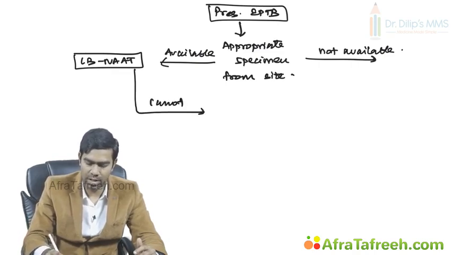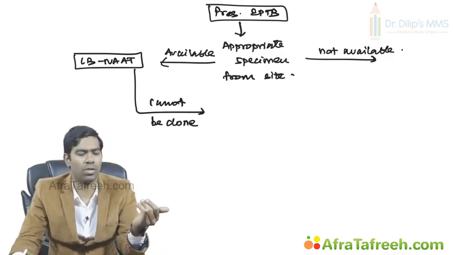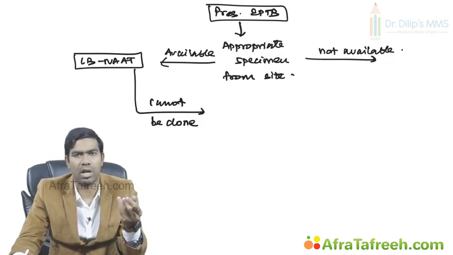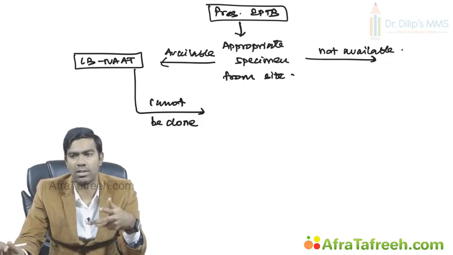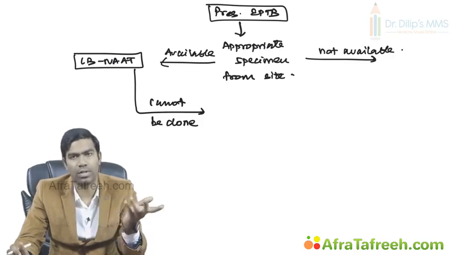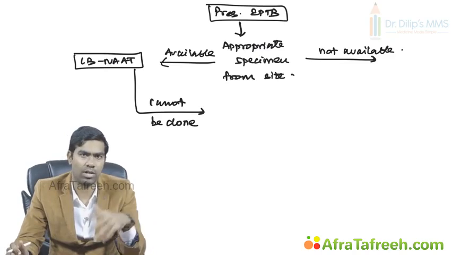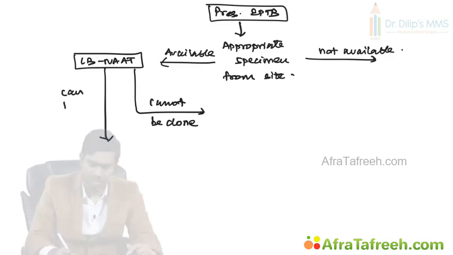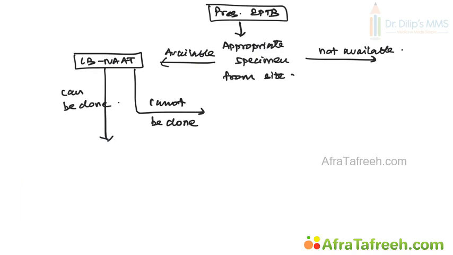Suppose GeneXpert cannot be done, what could be the reasons? I told you for pleural fluid, pericardial fluid, and ascitic fluid, GeneXpert sometimes cannot be done in the first place. Certain samples like solid specimens and FNAC specimens are fine, you can send for GeneXpert. So you have to see whether GeneXpert can be done or cannot be done.